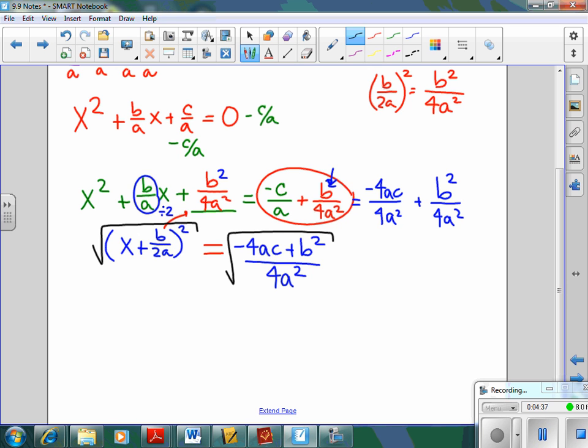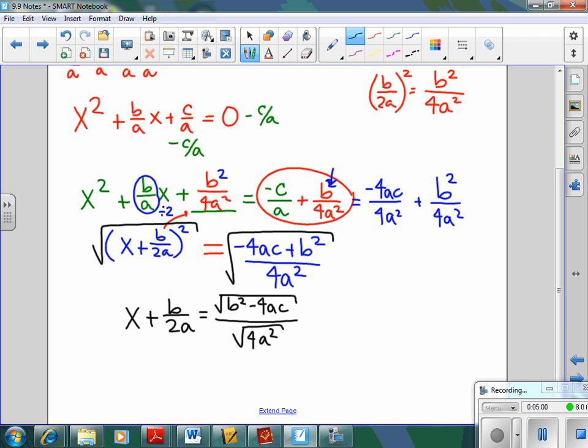So on this side, we're left with x plus b over 2a. And that equals, remember when we take the square root of things, we can do the square root of what's on the top. So b squared minus 4ac. Flipping that around so it looks a little better. Divided by the square root of 4a squared.